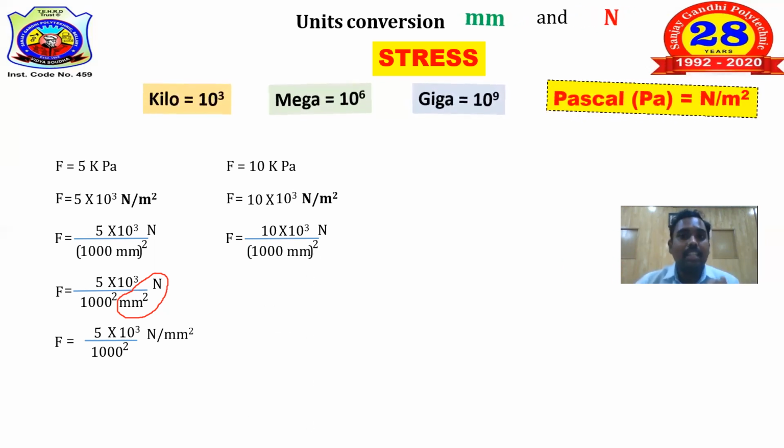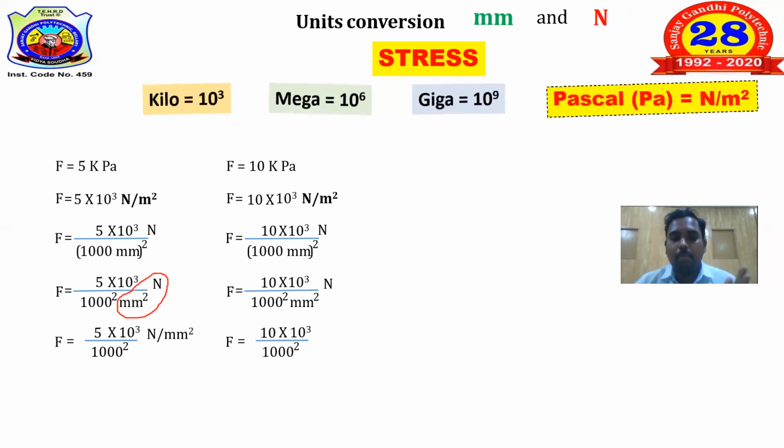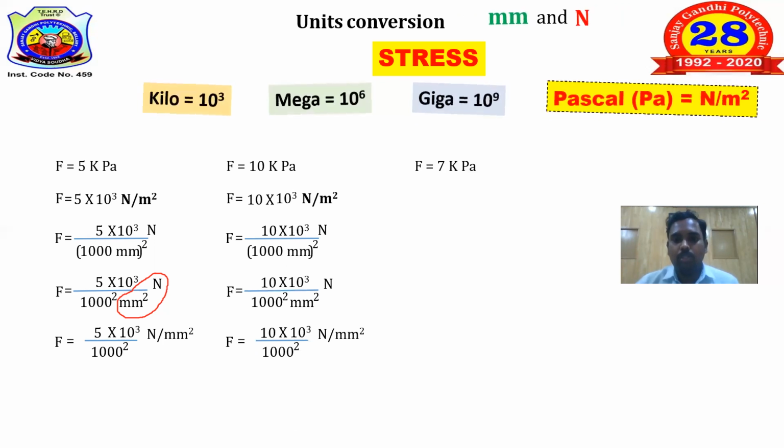In the next step, I will remove the brackets. So F is equal to 10 into 10 power 3 Newton divided by 1000 square mm square. In the next step, I will separate Newton per mm square from the simplified part. F is equal to 10 into 10 power 3 divided by 1000 square, and separately I'll write Newton per mm square. This is what the conversion is. So this is an example. You can solve it: F equals 7 kilopascal. So F is equal to 7 into 10 power 3 Newton per meter square, which is the same as 7 into 10 power 3 Newton divided by 1000 mm whole square.